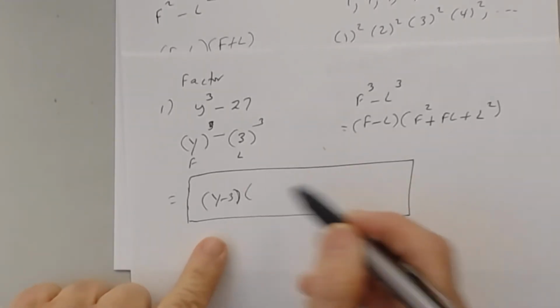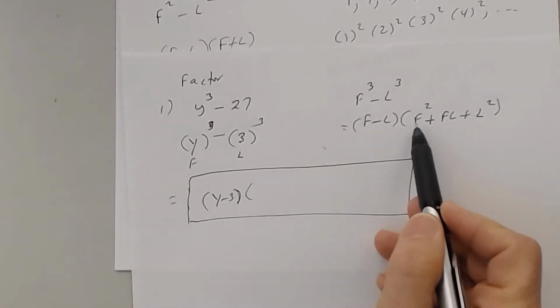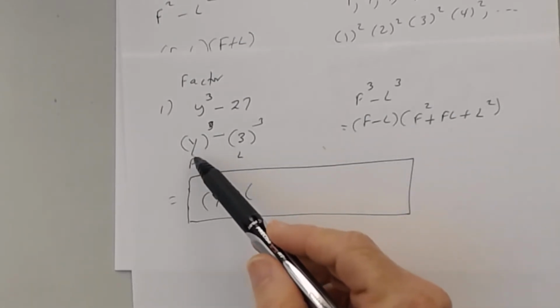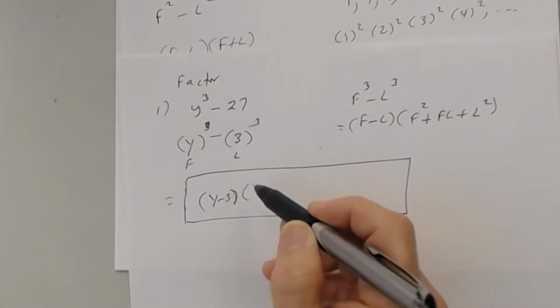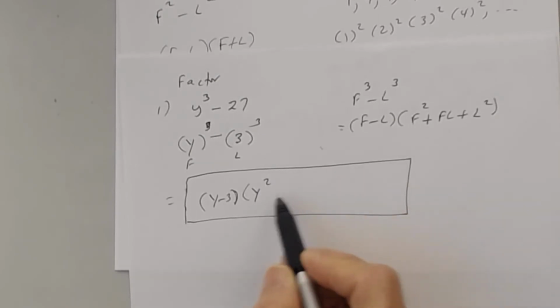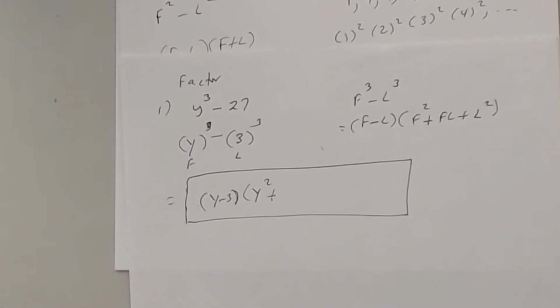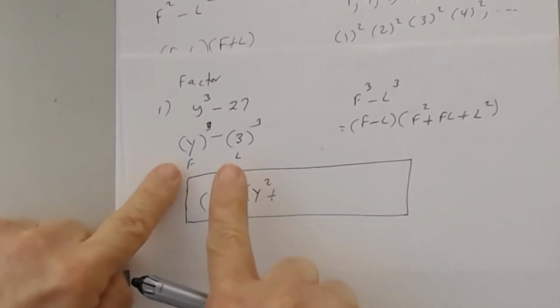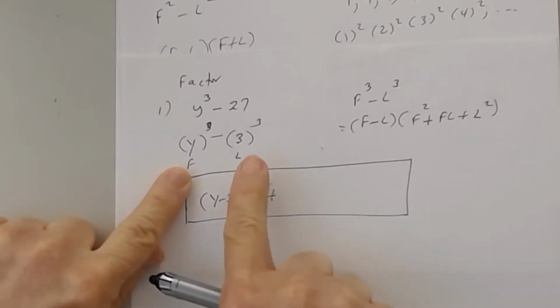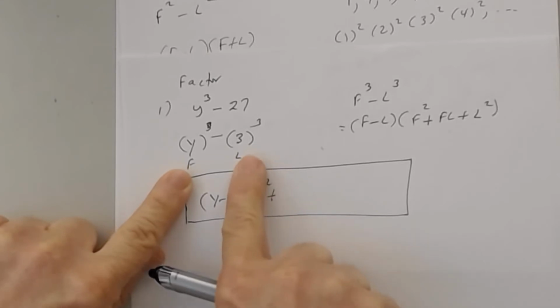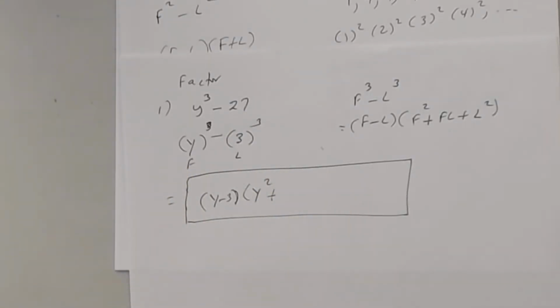All right, so times. This says I take F and I multiply by itself. What's F here? Y. What's Y times Y? Y squared. Then I got to say plus. Then I take F and L and I multiply them together. What is F here? Y. What's L? 3. Y times 3. Always put the coefficient first. 3y.